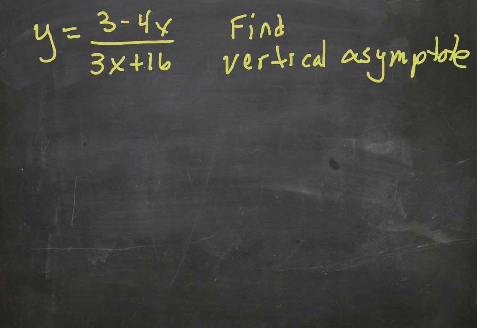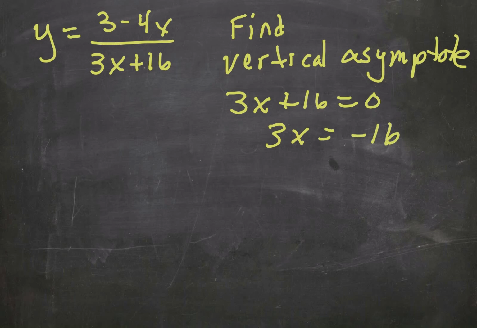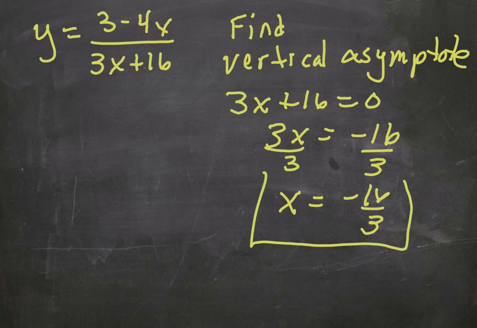Asymptote. When we're looking for a vertical asymptote, we're going to want to look at the denominator. So that's what we're going to look at. And what we do with it is we set it equal to 0 and see what gives us 0. So we solve for x and divide by 3, and I get x equals negative 16 over 3. So this would be my vertical asymptote for this function, so that's what that tells me.